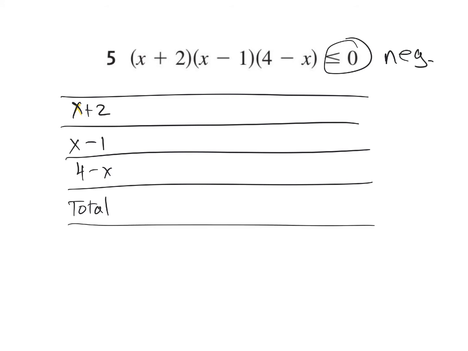So now we have to know our number line. So negative 2 would make that equal to 0. Positive 1 makes that equal to 0. And positive 4 makes that go to 0. So they happen to be in order.